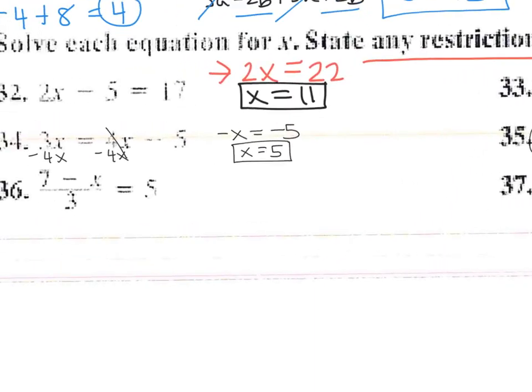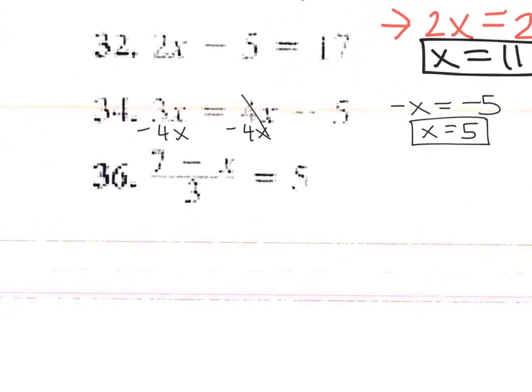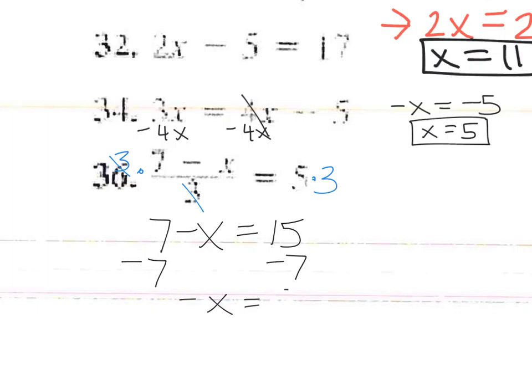Alright, and then this one right here, 36, I would get this 3 out of the denominator, so I'm going to multiply both sides by 3. Sorry, this is horrible quality. And then I'm going to get 7 minus x equals 15. And I subtract 7, so negative x equals 8. So x has to equal negative 8. I still don't have any variables in the denominator.